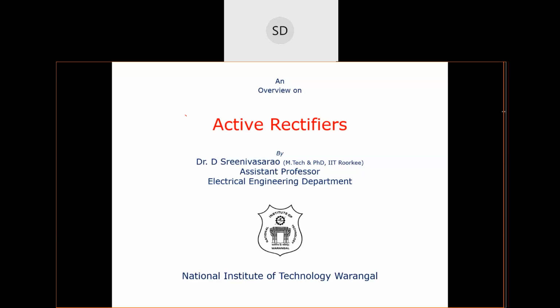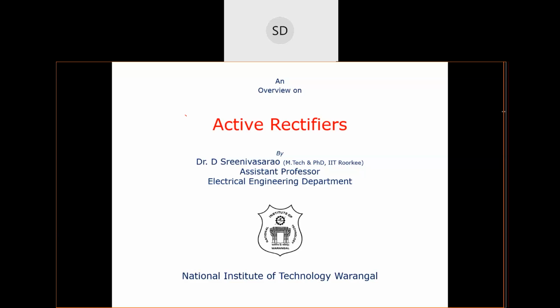So next, in the next session, maybe in the upcoming classes, we have to discuss grid integration of multi-level inverters. For that, there is a prerequisite, that is active rectifiers. So let us discuss these active rectifiers.